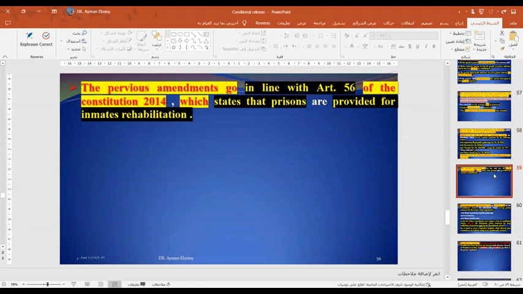Okay, so the previous amendments are in line with Article number 56 of the Constitution, which states that prisons are provided for inmates' rehabilitation.